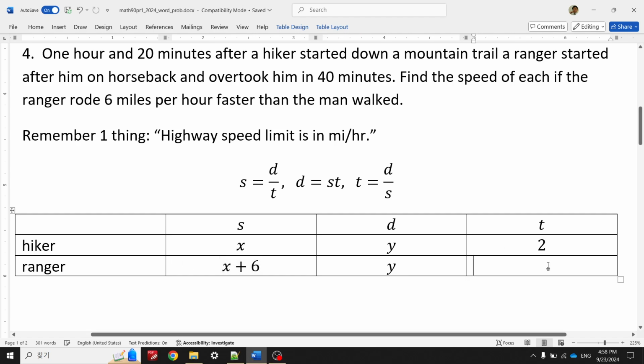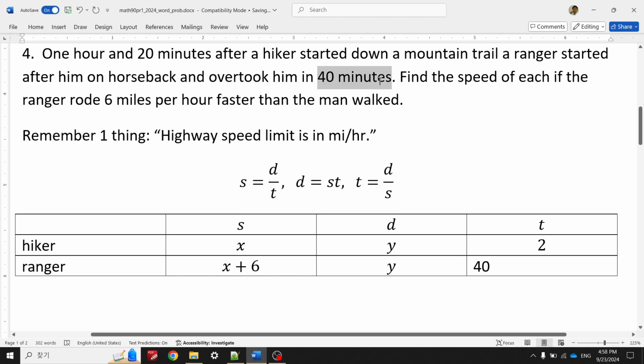Okay, now what about the time that the ranger rode? 40 minutes. Do I write 40? No, we don't. Why? Because the speed is measured in miles per hour. So this dictates that we have to use hours. Now, there is a way around it. You could change 6 miles per hour into something miles per minute. Actually, it'll be 0.1 miles per minute, but conversion of that is even more annoying. So you don't want to do it that way. So you want to stick to 6 miles per hour, but then change everything to hours.